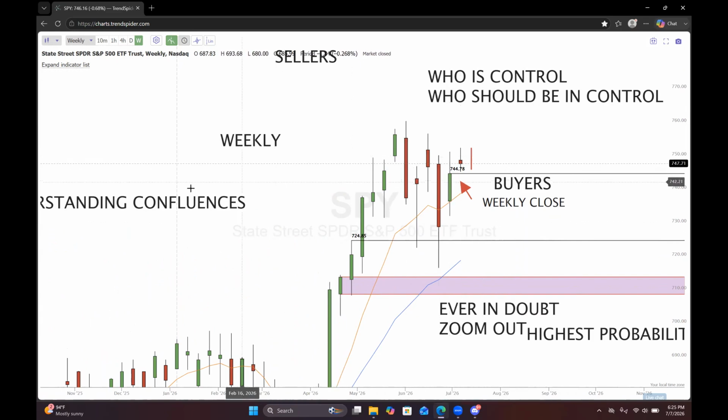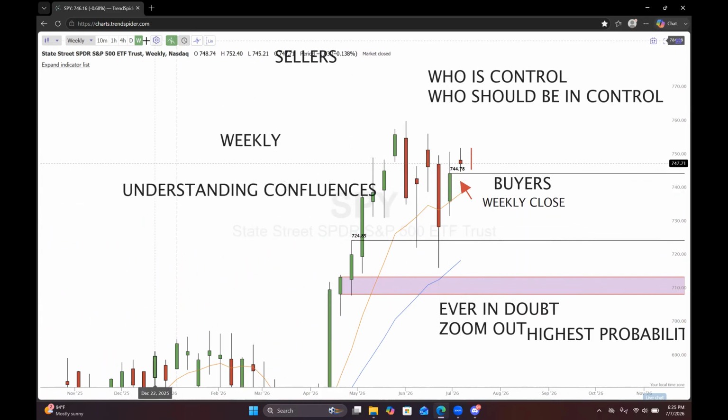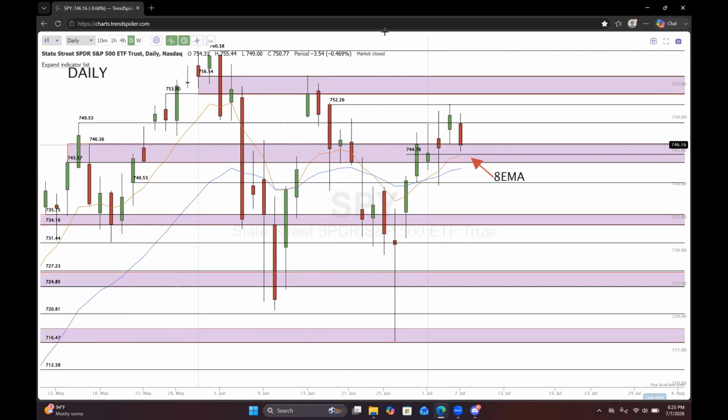We look to do that. That is our first confluence. We go down to the daily time frame now. What trend are we in on the daily from these lows? We are in a bull trend, higher highs, higher lows, higher highs, higher lows.